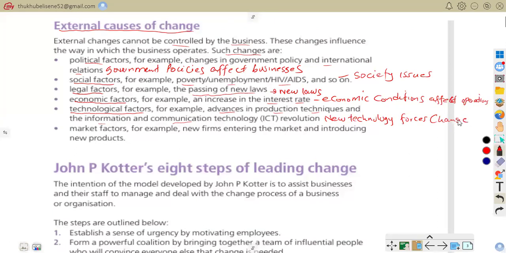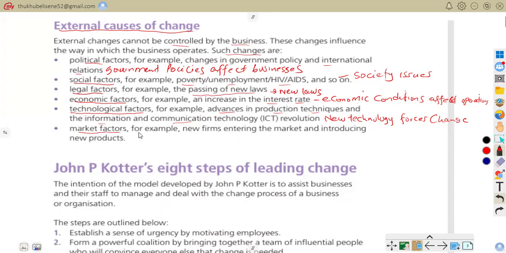So that is that. For example, using an advanced software system is going to force the business to change. And the business has no control over that. You cannot stop technology from taking place. You cannot stand in the way of technology.